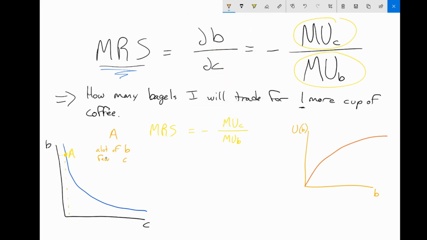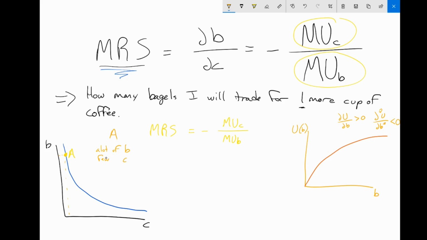Okay, it's going to exhibit diminishing marginal utility. It's always going to go up, so non-satiation. The derivative of u with respect to b is always going to be positive, and the second derivative of u with respect to b is always going to be negative. All right, so it's always increasing, but it's increasing at a slower rate.